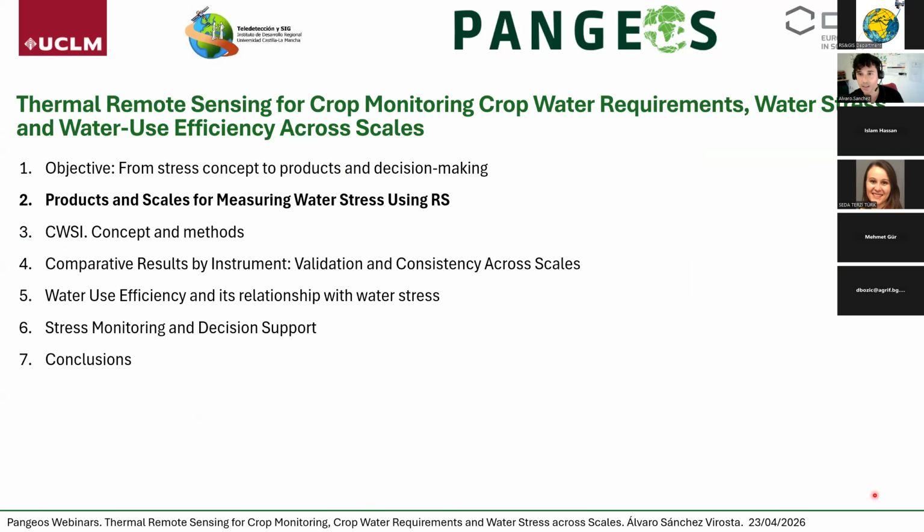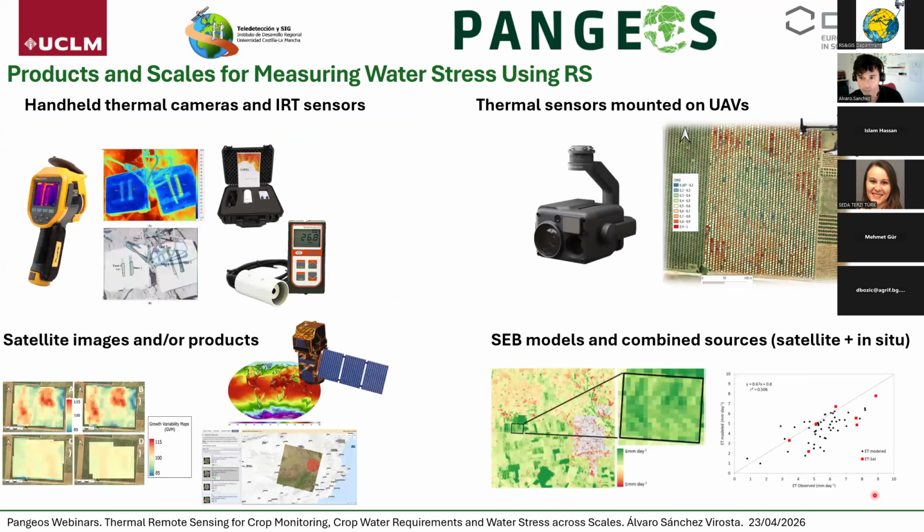So moving to these products and tools, I have classified them in 4 groups. The first one would be the handheld thermal cameras, but also the infrared radiometer sensors. These are used for ground measurements. In this case, the high precision infrared radiometer can also be used to measure emissivity. Then we have thermal sensors mounted on drones, on UAVs. Another group would be the satellite images, the thermal images, or even the products that some missions like ECOSTRESS could bring us, with already calculated water stress indices. And the last would be the surface energy balance models that combine thermal measurements with in situ measurements, for example, leaf area index, meteorological data, fractional cover, or whatever.